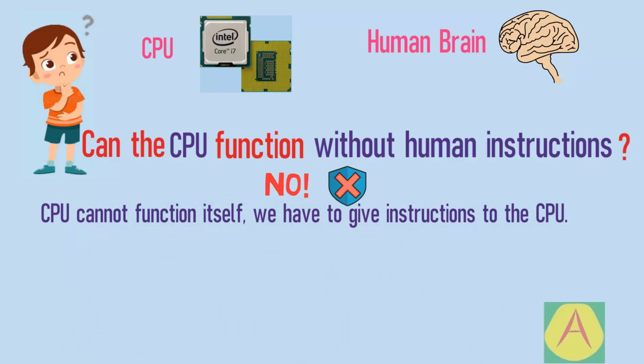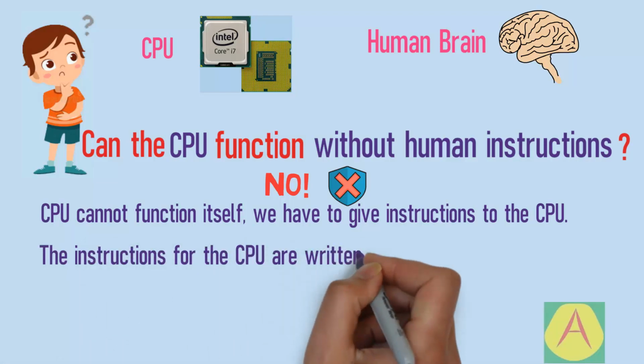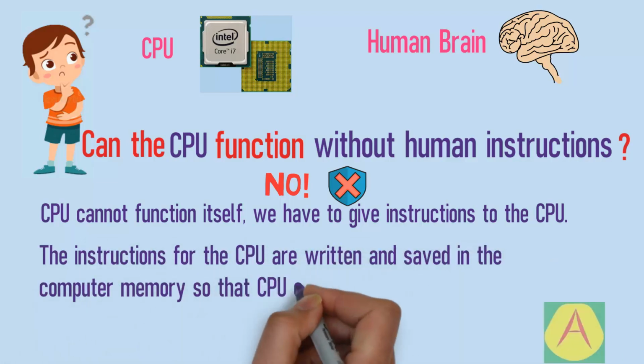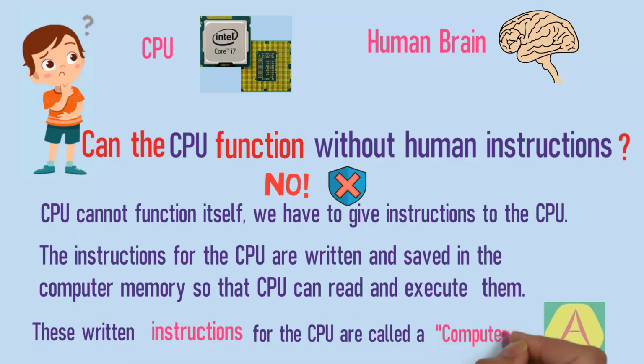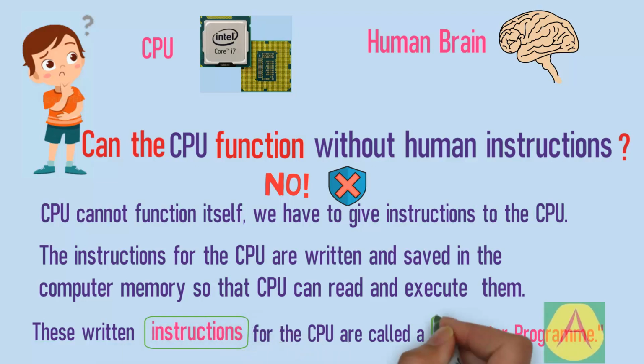So how do we instruct the CPU what to do? The instructions for the CPU are written and saved in the computer memory so that CPU can read and execute them. These written instructions for the CPU are called a computer program. So every time the CPU runs, human instructions are behind it as a computer program, since CPU cannot function on its own.